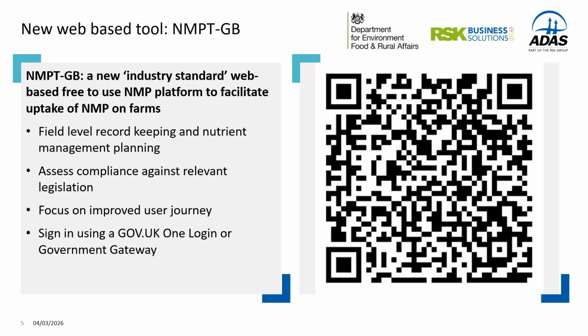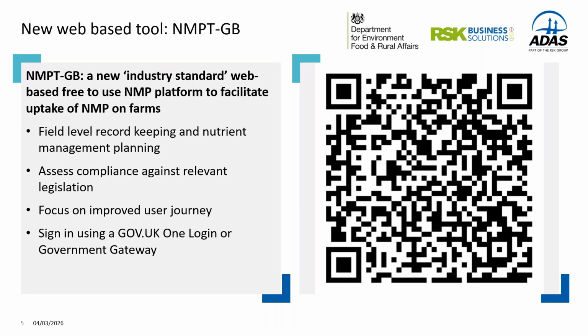The tool was developed by Defra, ADAS and RSK Business Solutions. It's free to use and available to anyone in the UK via .gov. You can access the tool via the QR code on screen, and we'll also put a link in the chat at the end of the webinar. Or you can find it by Googling Defra Nutrient Management Planning Tool.